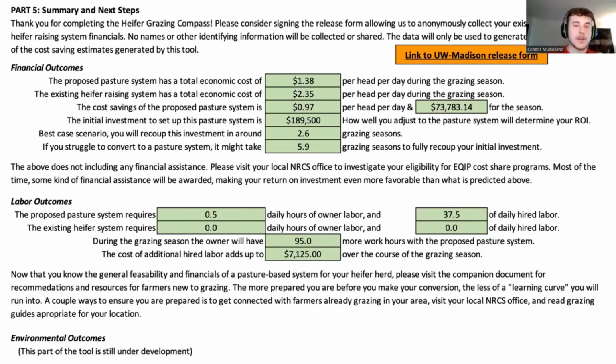So that pretty much wraps it up. We go through the pasture plan, we see if it makes sense, we see how much it would cost to set up, how much it would cost to run, and compare that to what you're doing right now. Time and again, you're going to see results like this.